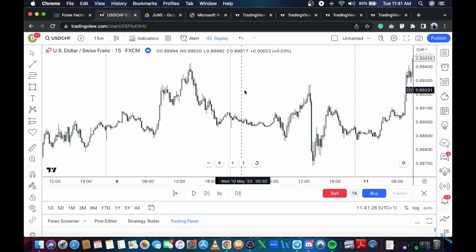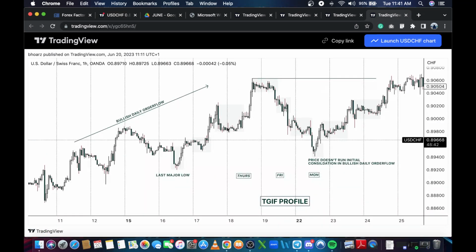And what we're looking for is a market maker buy model. That's what we're looking to identify first. If we can identify that, then we're looking for the proper time window to execute in direction of that market maker buy model. Now, sometimes you can have a market maker sell model that is not complete. Now, remember, in a bullish order flow, you're looking for a market maker buy model.